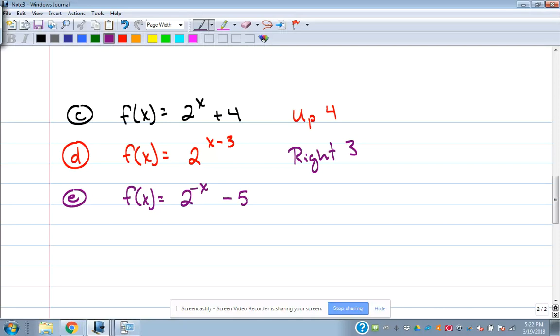Two to the -x minus 5. I agree that it's reflection across what? Yes. Reflection across the y-axis. A negative on the x changes it across the y-axis. So it's changing the sign of the x value, so that moves it across the y.